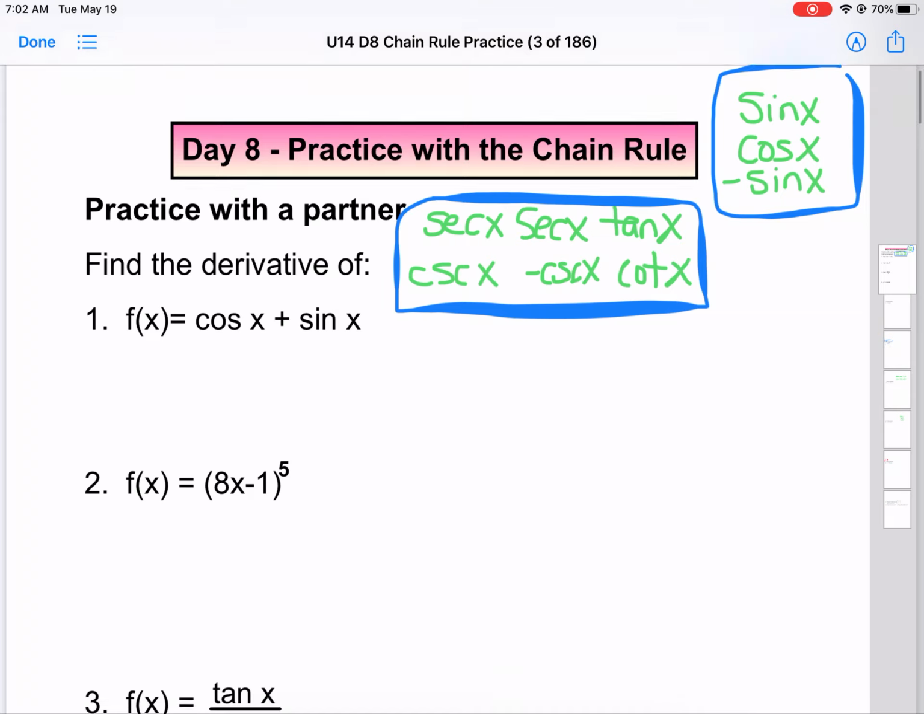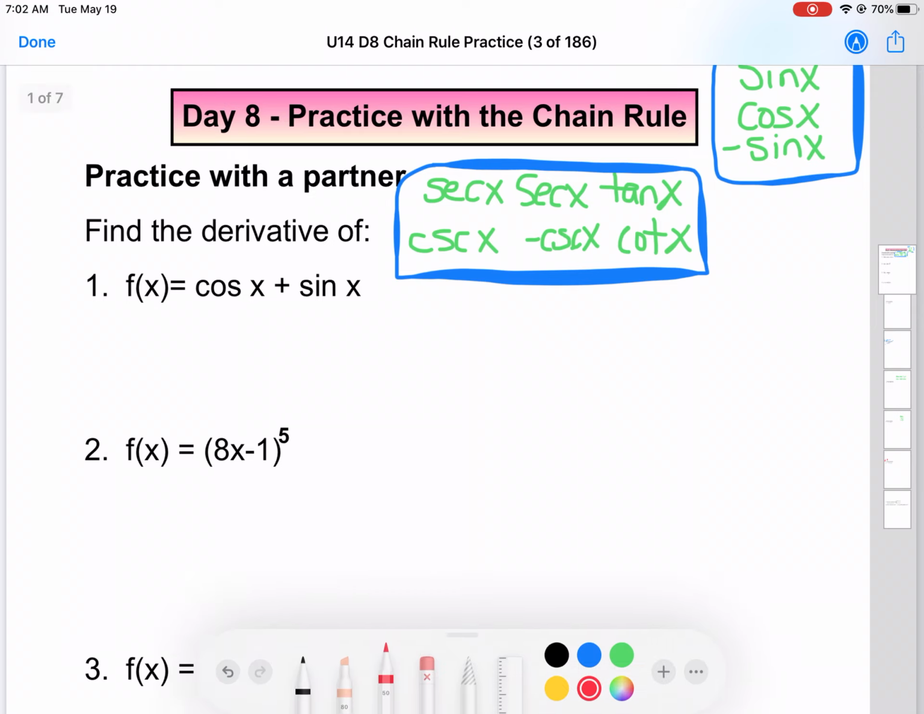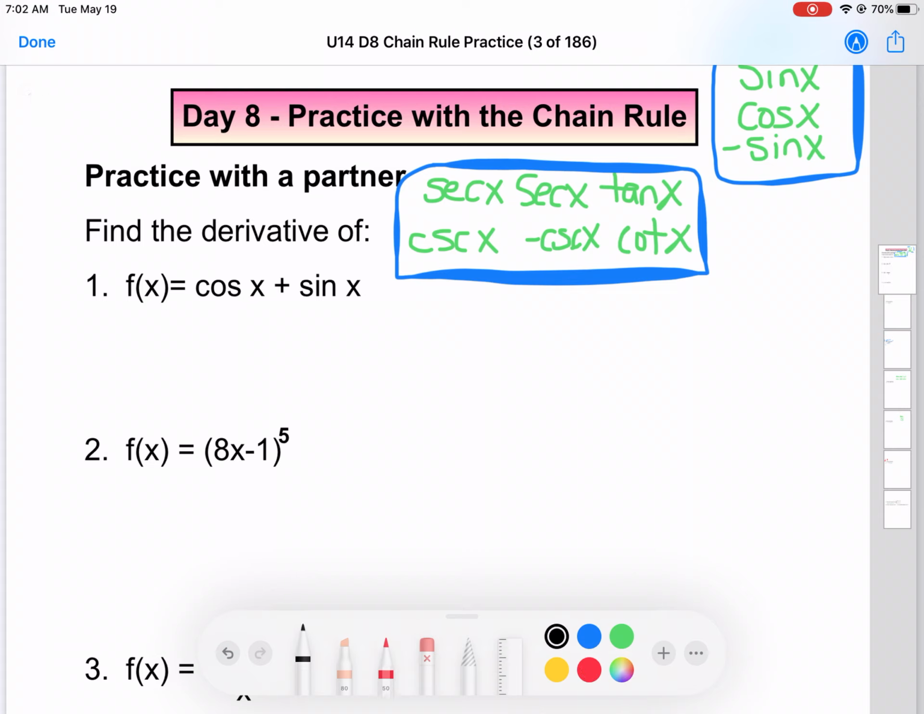So you can pause this and you can do these 4 yourselves if you want to, or we can just do them right now with me. Okay, so I'll start up, you choose whatever you want to do. Okay, so let's find the derivative.